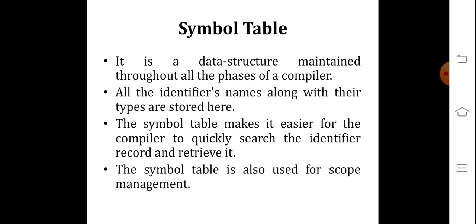A data structure, that is a symbol table. A symbol table is a data structure where whatever happens in each of the phases, that is whatever happens in the first 6 phases, all those data will be saved in a table. That table is called a symbol table. So whatever happens in the 6 phases will be saved in a data structure. That data structure is called a symbol table.